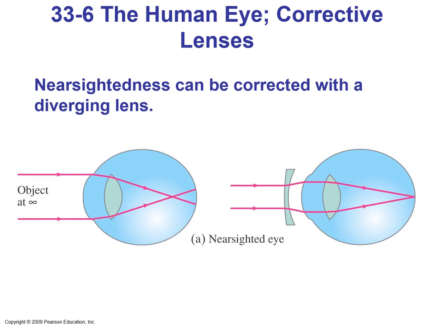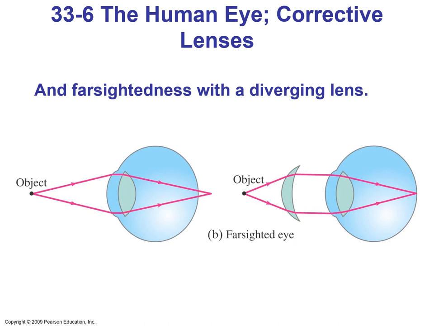Nearsightedness can be corrected with a diverging lens. So here is a cartoon of an eye which is suffering from short-sightedness, and this person is wearing prescription glasses or contact lenses to correct his vision, and the image is formed properly. And farsightedness with a converging lens. Here we're using a converging lens to help the person with farsightedness to have a better focus of an object close to his eye, for example, for reading a newspaper or working with computers.